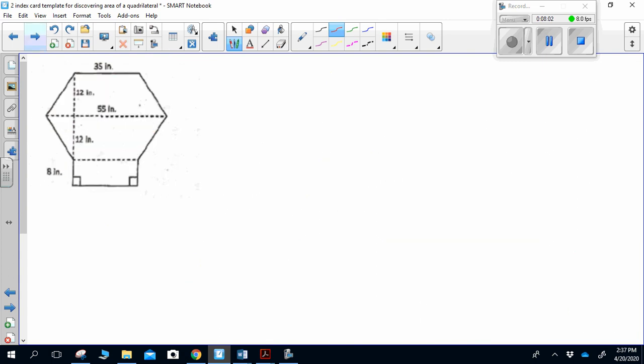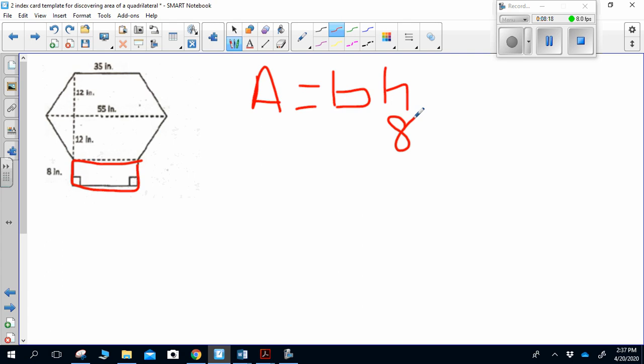All right, and then the last one is this one. So when I look at this, I see 1,000 different shapes. I could think about this. The first shape that I see for sure, though, is this rectangle down here. So area equals base times height. And my height is 8. My base is 35. So I'm going to have 35, whoops, times 8. So that's that. So that's done.